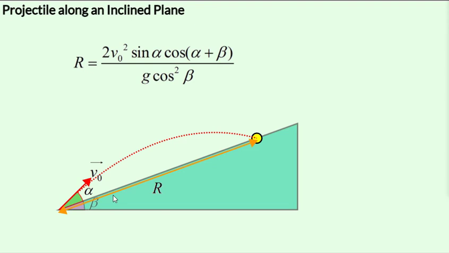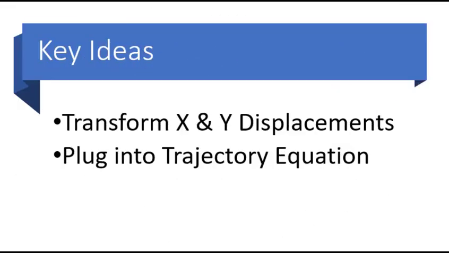There is another approach to this problem, and we'll discuss that in the next lesson. In order to find the range of the projectile along an incline, we need not add any new concepts. We simply transform the x and y displacement in terms of the range and plug that into the trajectory equation.